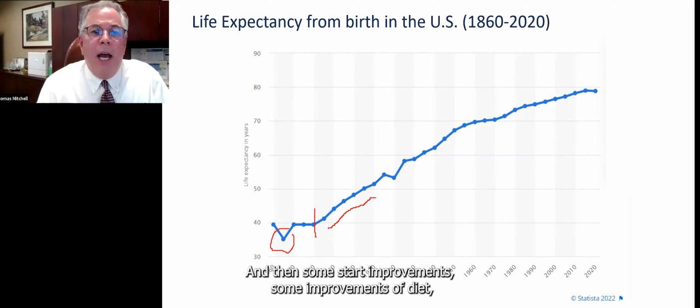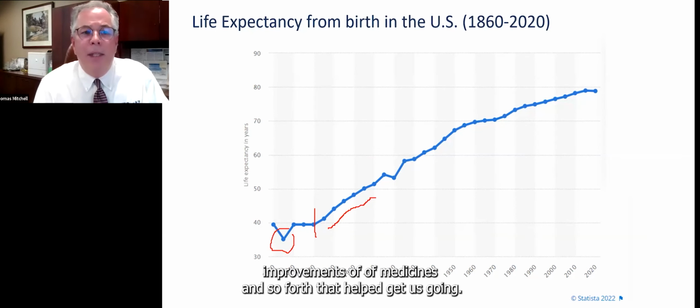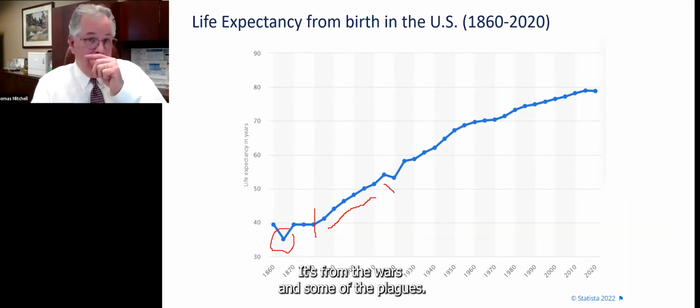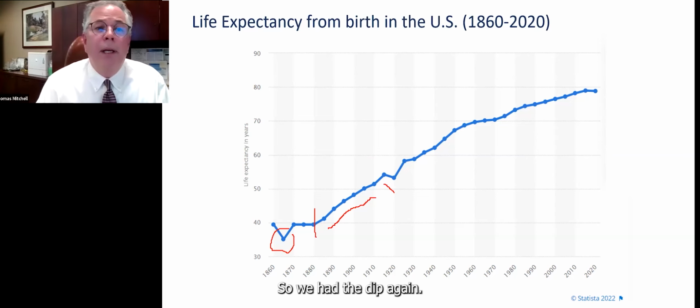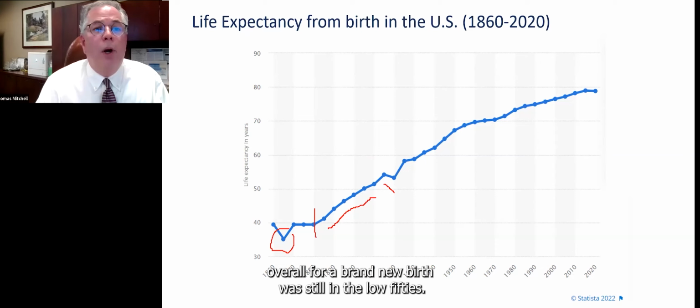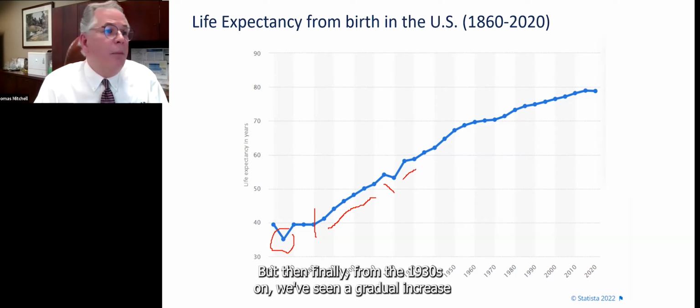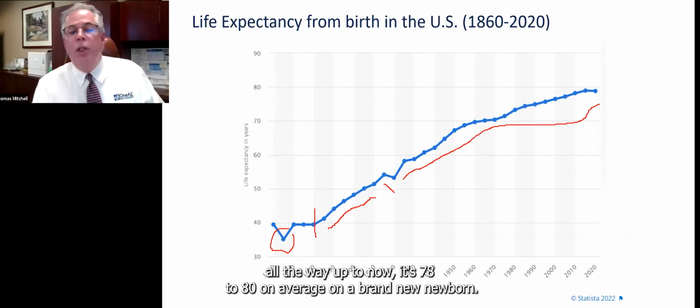And then some improvements started, improvements of diet, improvements of medicines and so forth. That helped get us going. Then we had a dip. What do you think that dip's from? It's from the wars and some of the plagues. So we had the dip again. But again, life expectancy overall for a brand new birth was still in the low 50s. But then finally, from the 1930s on, we've seen a gradual increase all the way up to now it's 78 to 80 on average for a newborn.